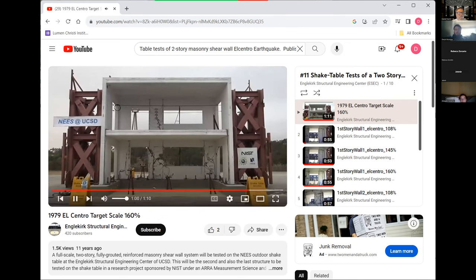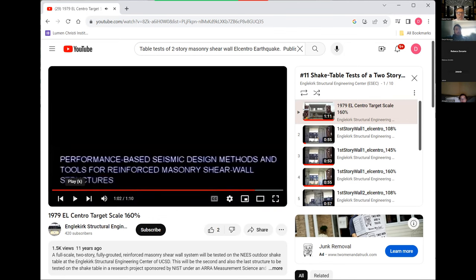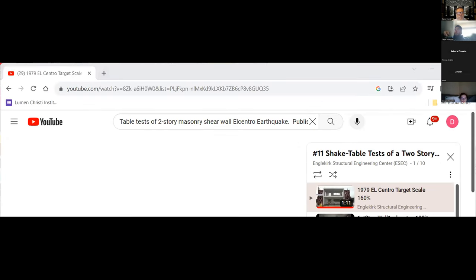Notice the failures on the lower level. Why would the failure be on the lower level? Is the diaphragm load larger on the lower level or smaller on the lower level? It's larger, right? Earthquake shifts downward. So that's where we are. Okay, let me see if I can move to the next one for you.